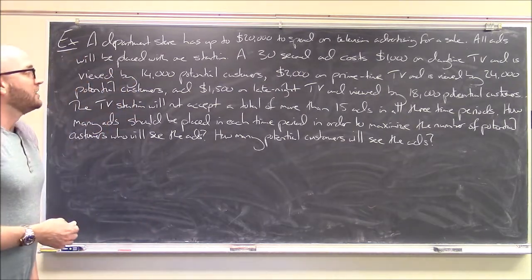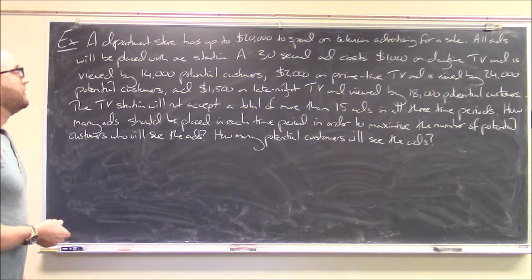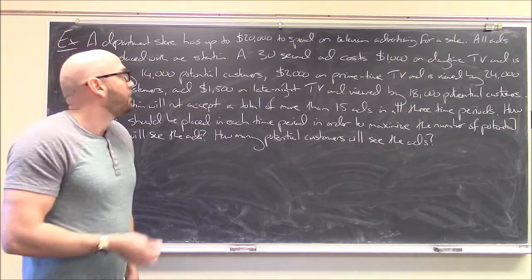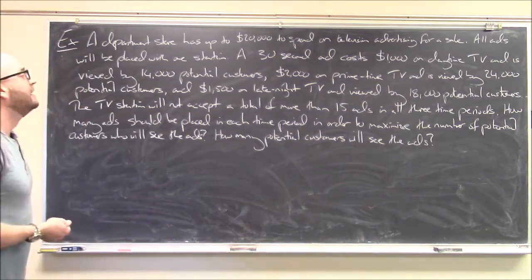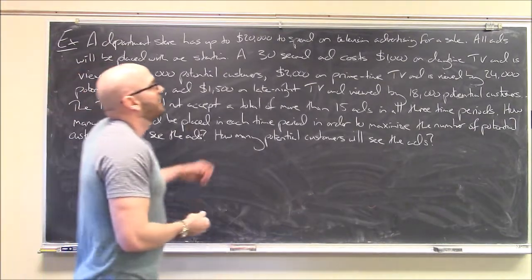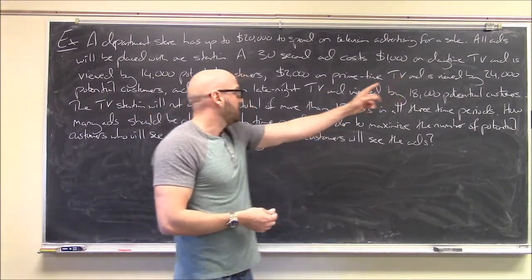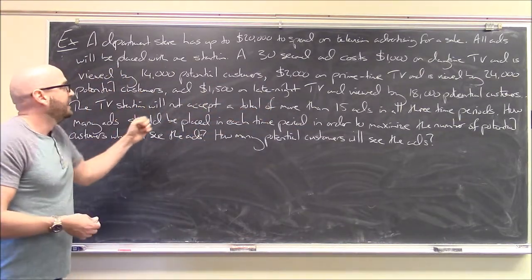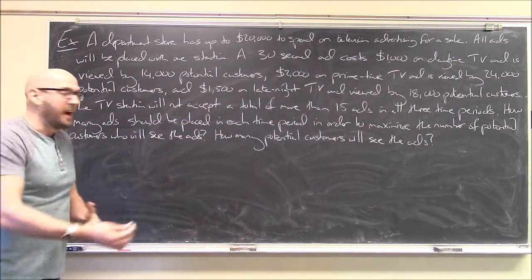So I need to construct a mathematical model for what's happening here. And the first thing I have to do is decide on my decision variables. What am I trying to decide on? Well, I'm trying to decide on how many ads I should run in daytime television, how many ads I should run in primetime television, and how many ads I should run in late night TV, right? That's what I'm deciding on.